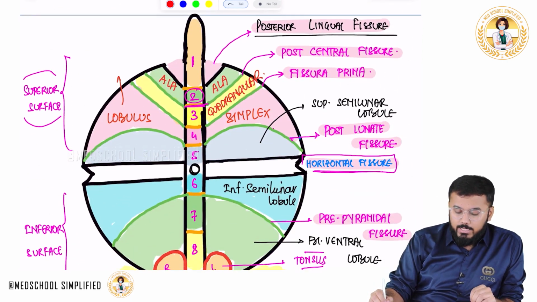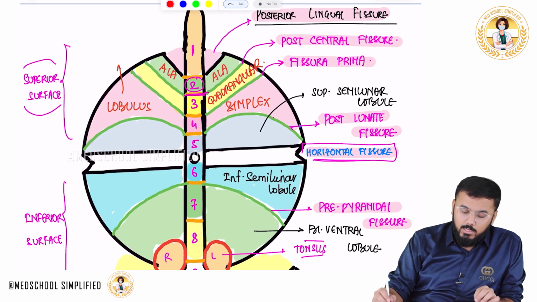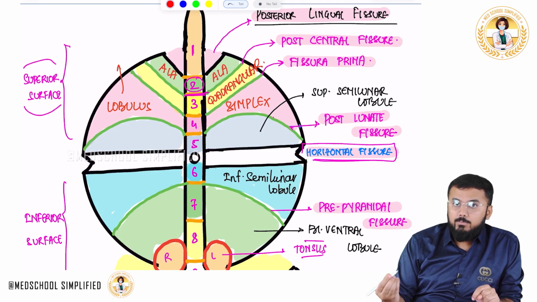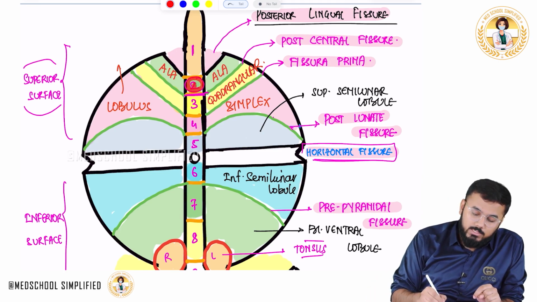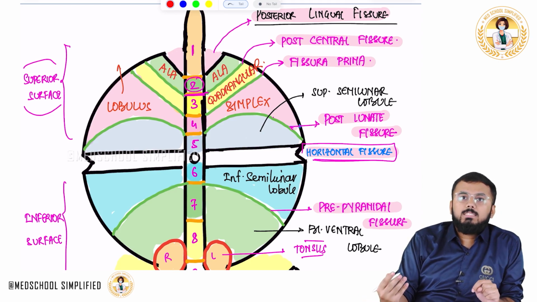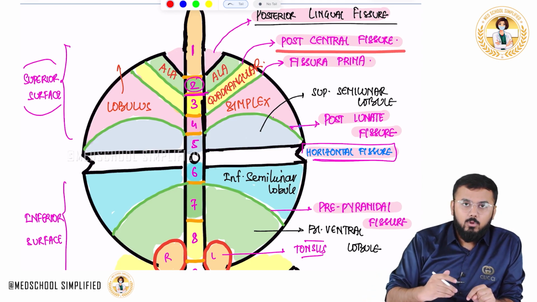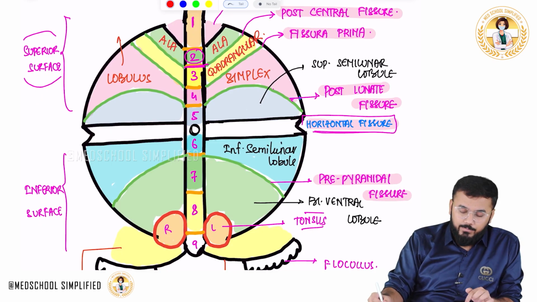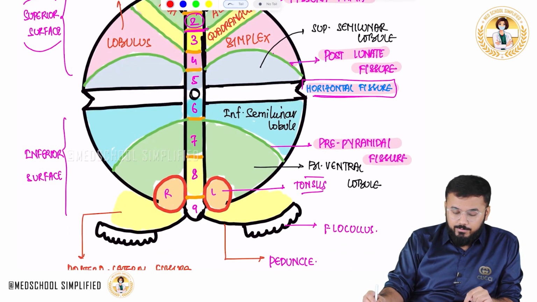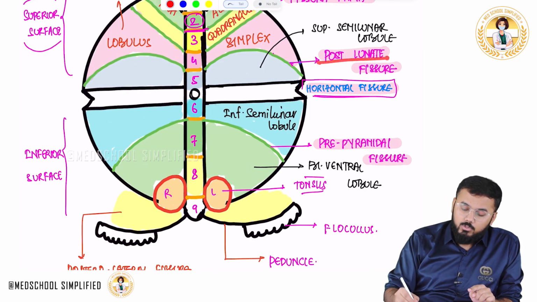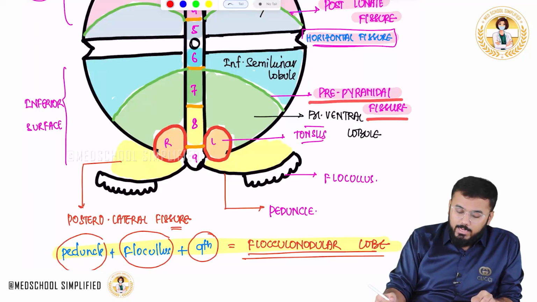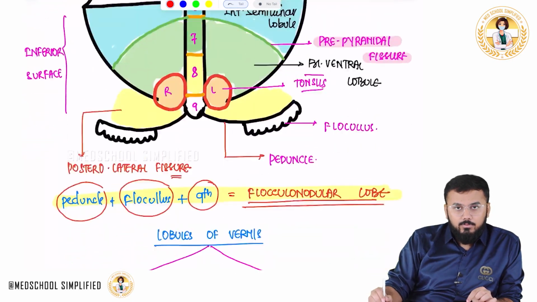Next important thing is, what are these fissures called? The fissure present between 2 and 3 is called the post-central fissure. Why post-central? Because it is behind the second lobule. The second lobule is called the central lobule, so behind the central lobule you call it the post-central fissure. Next, the third one is called fissura prima. This is a very important fissure. The fourth important one is called the post-lunate fissure, okay? Next important thing is the pre-pyramidal fissure.